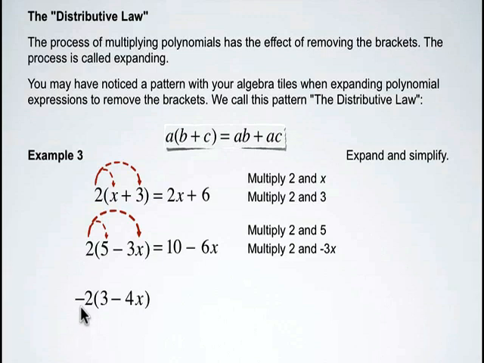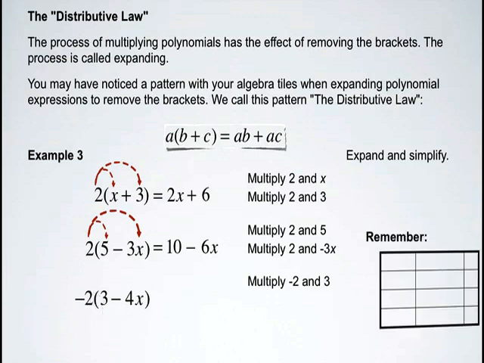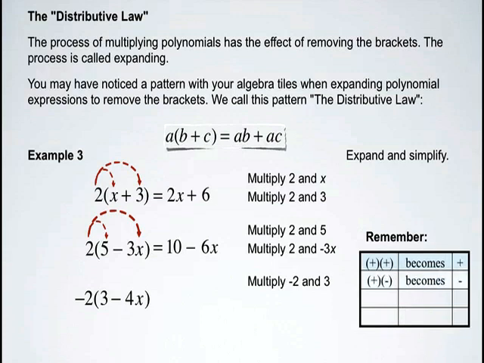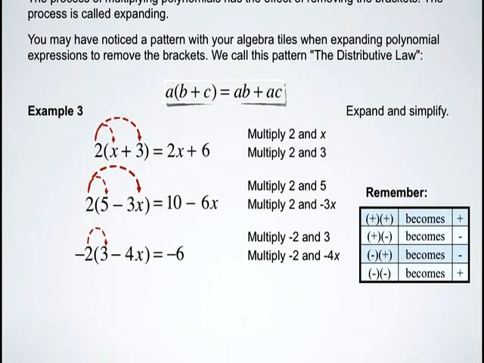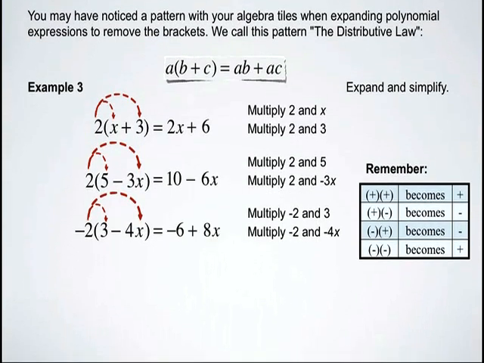Now we're going to look at negative 2 times 3, take away 4x. So I'm going to multiply the negative 2 and the 3, and as I'm multiplying with the negatives, let's keep in mind our rule for signs. Same signs positive, different signs negative. So negative 2 times positive 3 is negative 6. Negative 2 times negative 4x, same signs, it's going to be positive 8x.